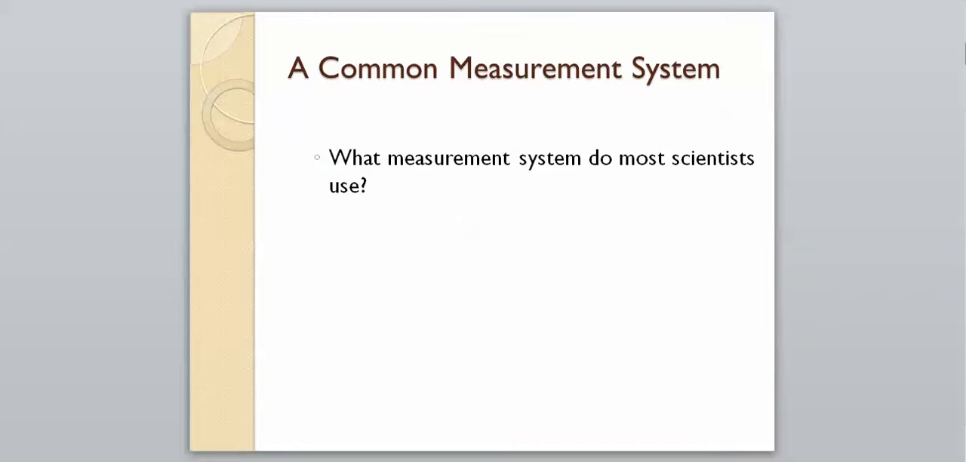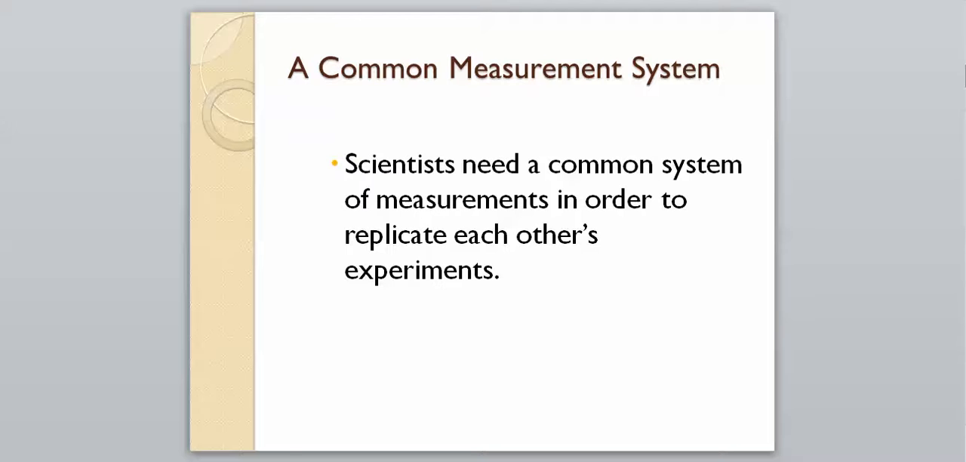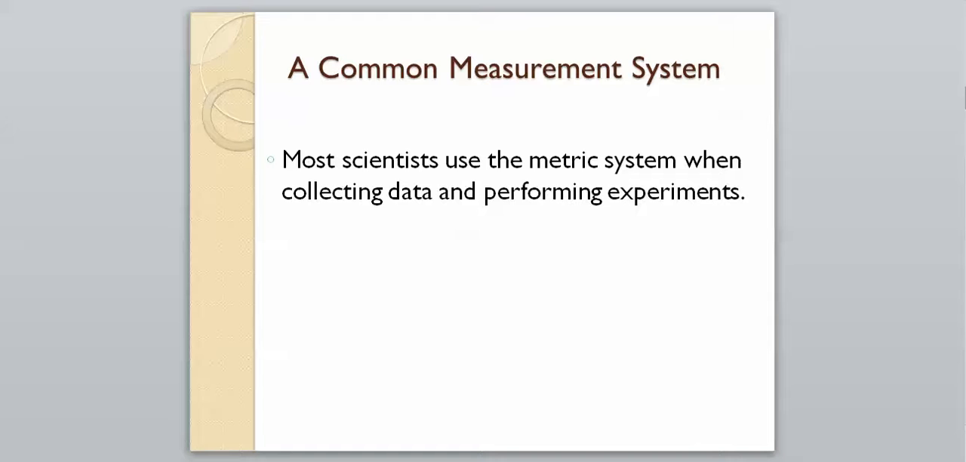So, first thing that's a big idea in this chapter is a measurement system. So what measurement system do most scientists use? When we think in our daily lives, we use things like inches and feet and miles. However, that could be a problem because scientists all around the world need a common system of measurements in order to replicate each other's experiments. Again, we have to be able to always test and retest experiments, and if we're using one set of measurements over here, then scientists in France aren't going to be able to perform the same experiment. So scientists across the world have decided to use the metric system when collecting data and performing experiments.